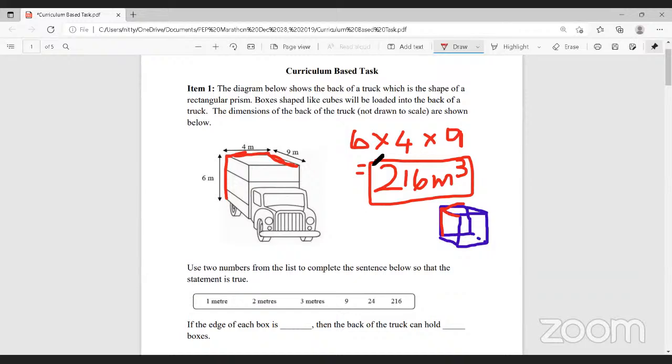So go ahead and share. What do you think the volume of one box will be if the edge of each is 3 meters?